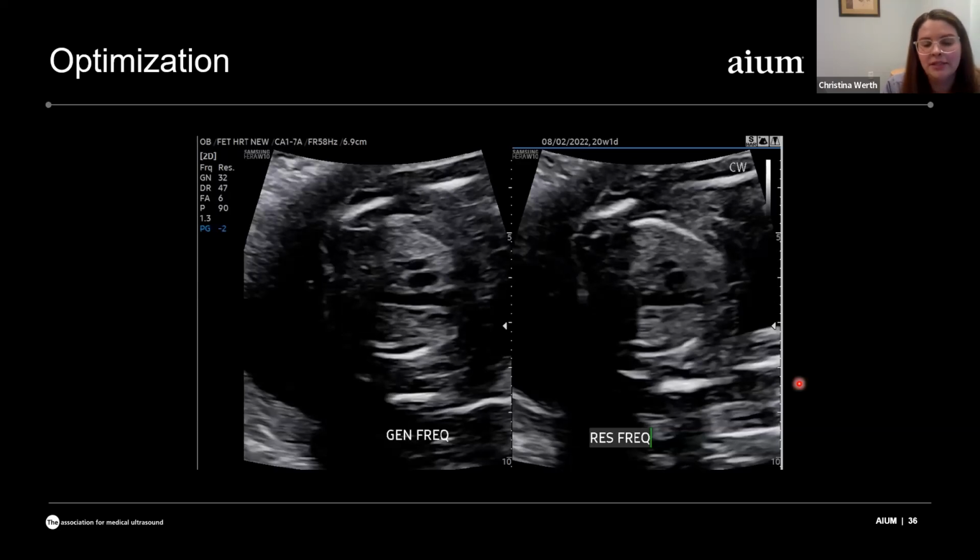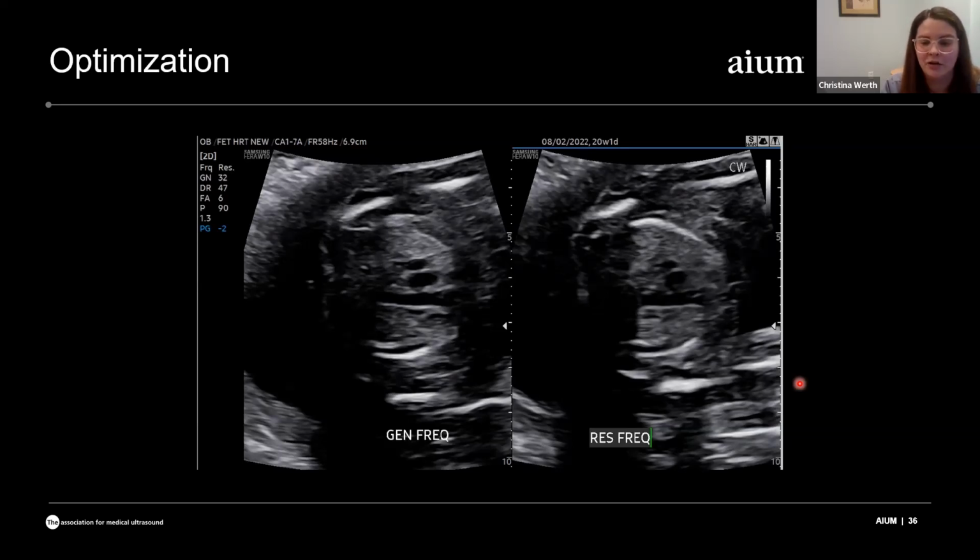Here are a couple examples of different cases side by side, optimized and not optimized. So this is just showing an example with frequency. Now this is another patient who did have a higher BMI. So I actually ended up liking the cardiac imaging of this patient a little bit better with just a lower general frequency. I felt like we lost a little bit with our higher resolution frequency on this particular case.